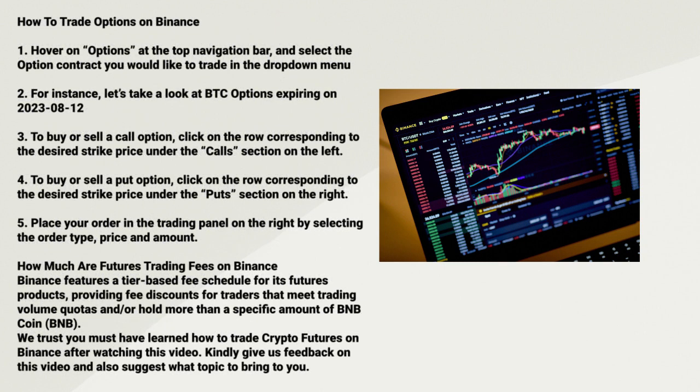How to trade options on Binance. 1. Hover on options at the top navigation bar and select the option contract you'd like to trade in the drop down menu. 2. For instance, let's take a look at BTC options expiring on 2023-08-12. 3. To buy or sell a put option, click on the row corresponding to the desired strike price under the puts section on the right. 4. Place your order in the trading panel on the right by selecting the order type, price, and amount.